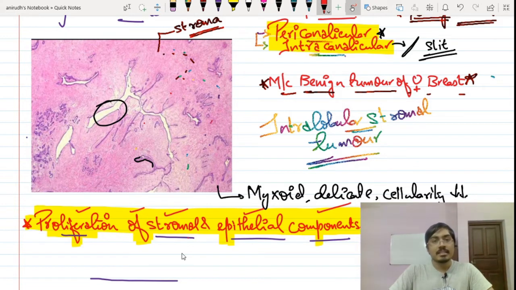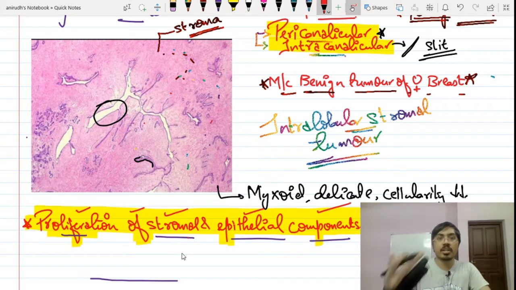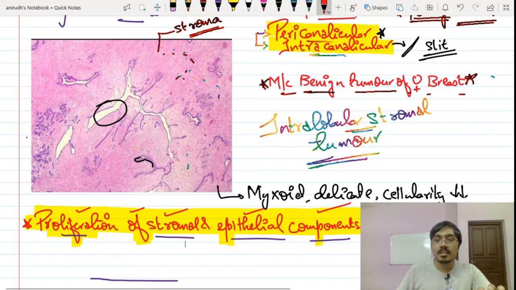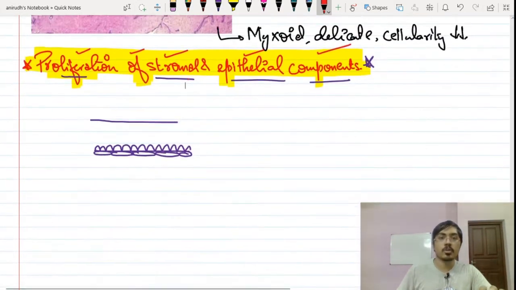right? So it is clearly mentioned in Robbins that whenever you are having an intralobular stromal tumor, a stromal tumor within the lobules, isn't it? Stromal tumors within the lobule that is developing inside the lobule, whenever the stromal component is proliferating, that leads to a reactionary proliferation, that leads to a secondary proliferation of the epithelial component also. Right, epithelial component, that means whatever is lining the ducts, whatever is lining the canaliculi will also proliferate, and that is why you are having proliferation of not only the stromal but also the epithelial component.